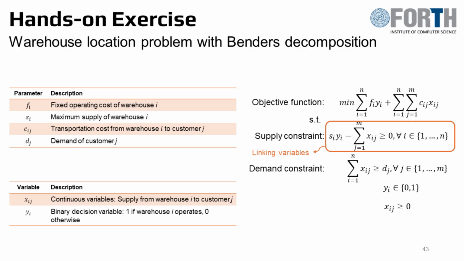The important structural observation, and the reason we use Bender's decomposition, is that the shipping decisions depend on which warehouses are open. Of course, there are also the domain restrictions. Yi is binary and Xij is greater than or equal to 0. Now we have formulated the full mixed integer model.